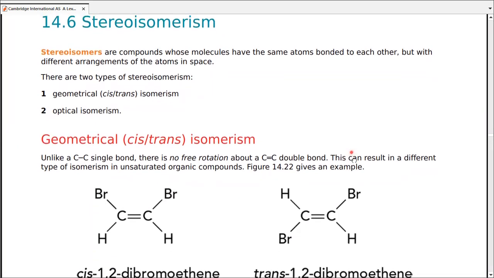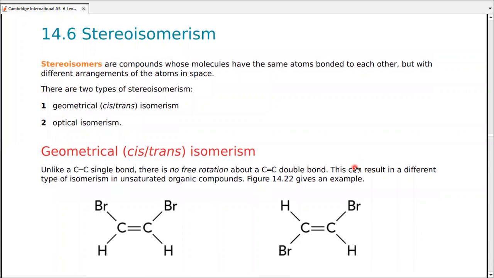There are two types. The first one is geometrical isomerism. We also call it cis-trans isomerism. The second one is optical isomerism. Now let's move on.